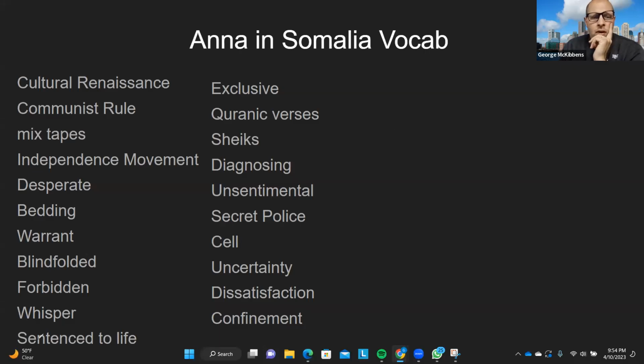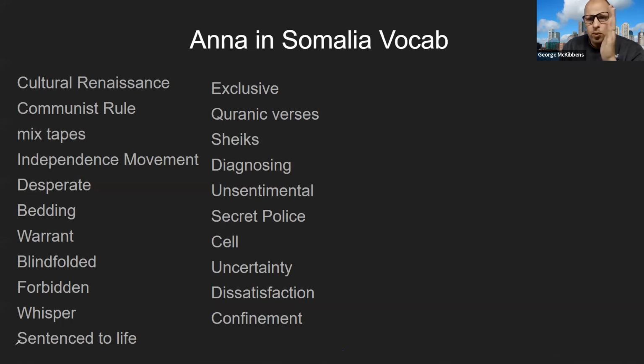Okay. So the last vocabulary word was on the left column, sentenced to life. So these guys were sentenced to life. And we have a few new vocab words. Everybody can follow me with the pronunciation.